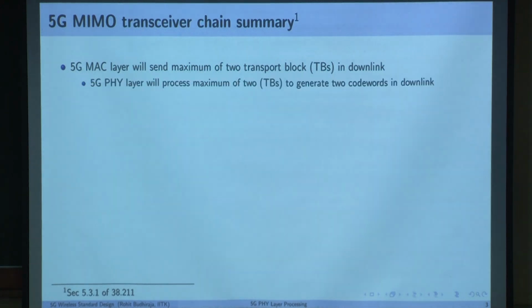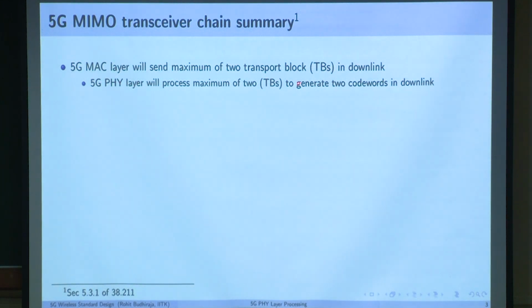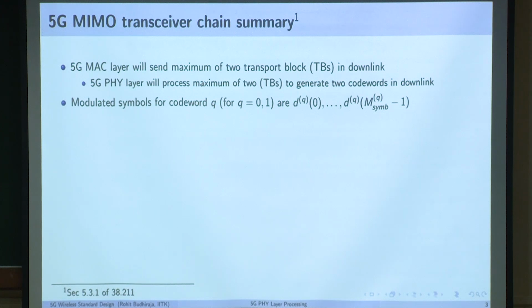So what does the 5G physical layer do? It will process a maximum of 2 transport blocks to generate 2 modulated code words. We know that by heart now. The modulated symbols for these 2 different code words, if there are 2 different transport blocks, for q equal to 0 and 1, are denoted like this. Here M_Q symbol is the number of modulated symbols in the qth code word. And how many such code words? 2 code words, corresponding to each of the transport blocks.